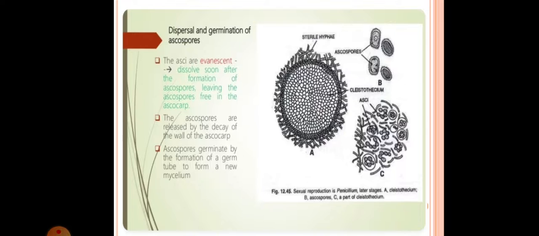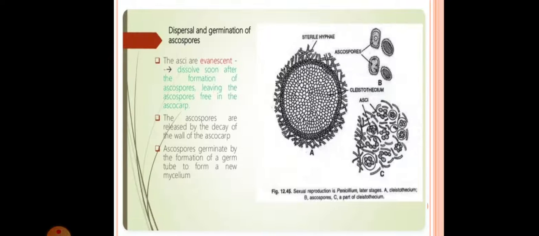Dispersal and germination of ascospores. So the asci are evanescent. That means they dissolve soon after the formation of ascospores, leaving the ascospores free in the ascocarp. The ascospores are released by the decay of the wall of the ascocarp. The ascospores germinate by the formation of a germ tube to form a new mycelium.